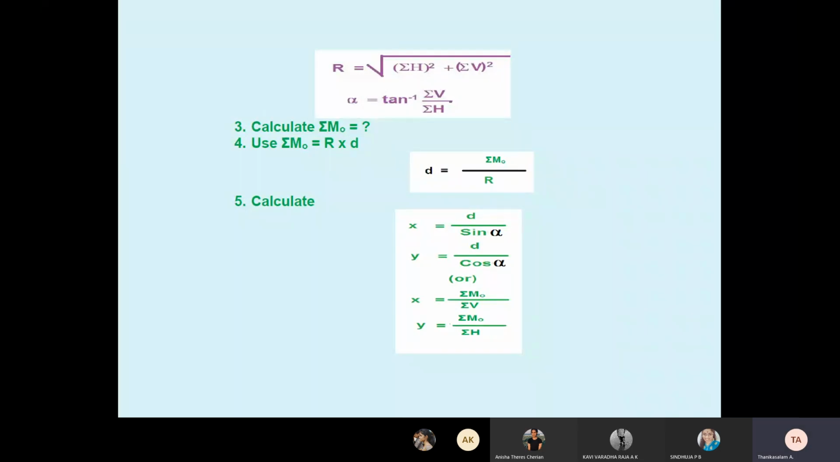Then calculate x equals d by sine alpha, y equals d by cos alpha, or the other formula: x equals summation of M naught divided by summation of V, y equals summation of M naught divided by summation of H. Because a rigid body has a shape and size, x and y, no height and length like that. So we calculate x and y to find where the resultant crosses.